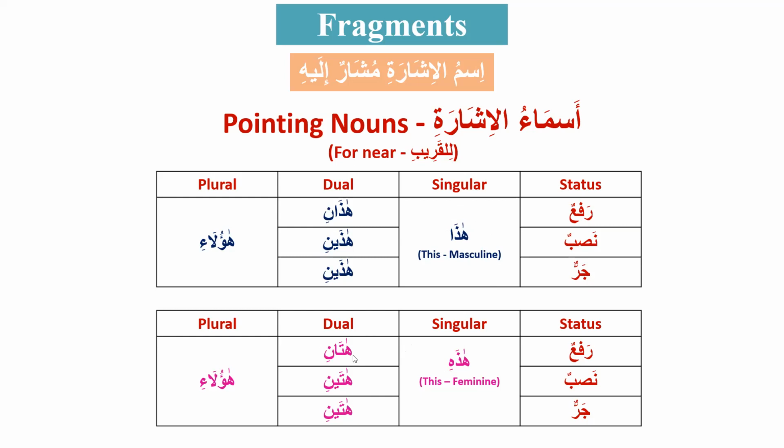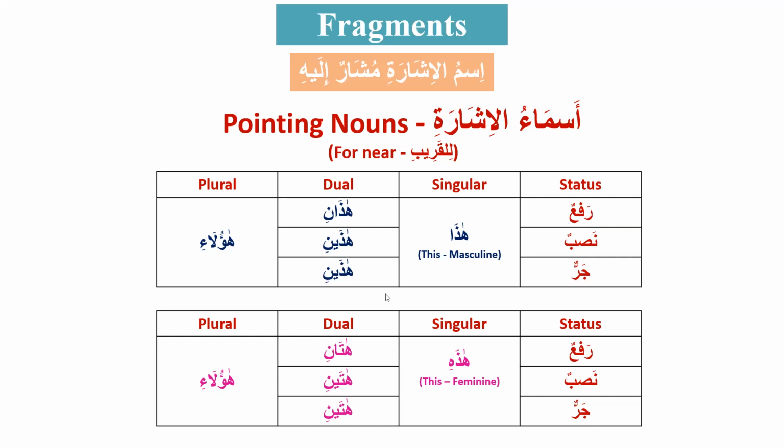Hatani is rafa, and hataini and hataini are nasab and jar. And again, haulai is the same for masculine and feminine actually. When it comes to plural, the masculine and feminine have the same word, haulai. And it is again non-flexible. It doesn't show its status. In rafa, nasab, or jar, it has the same shape, same form.